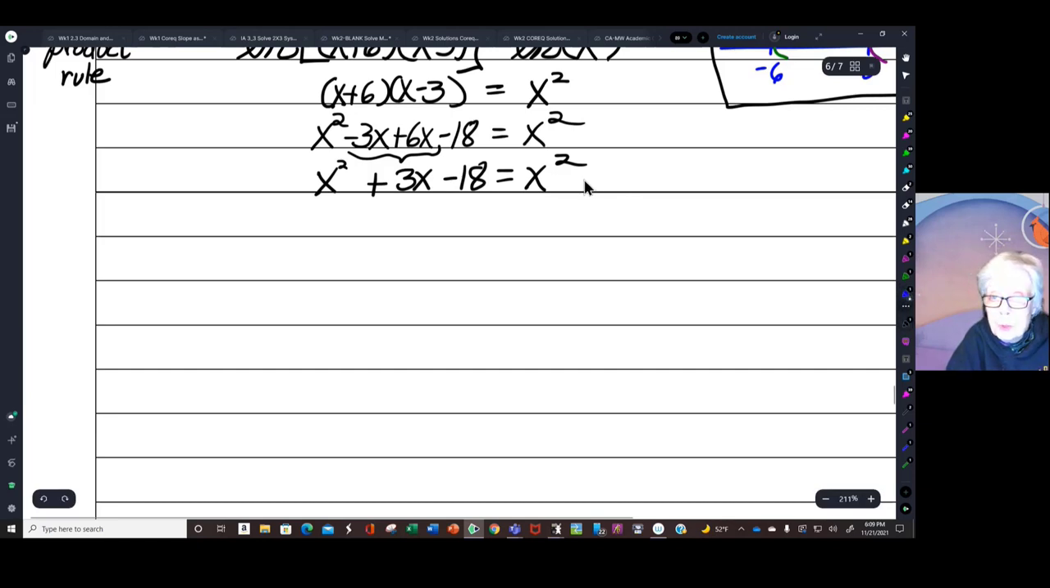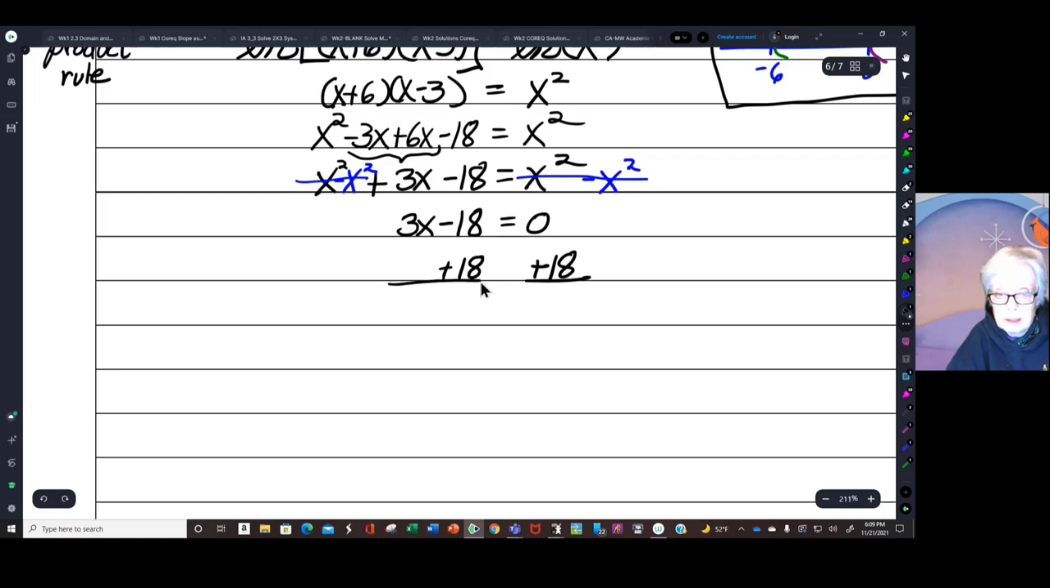Well, the minute I subtract x squared from both sides, look what happens. x squared minus x squared is 0. I don't have a quadratic equation anymore. Instead, I'll just have 3x minus 18 equals 0. Add 18 to both sides of the equation. Negative 18 plus 18 is 0. On the left, I have 3x. On the right, I have 18. And to isolate x, I divide by 3, so I have x equals 6.